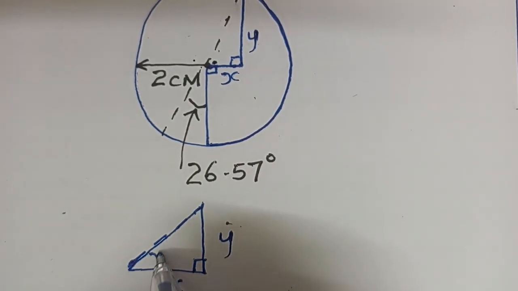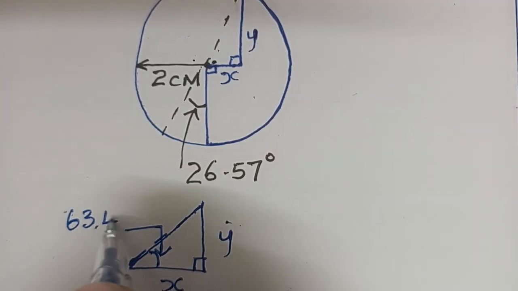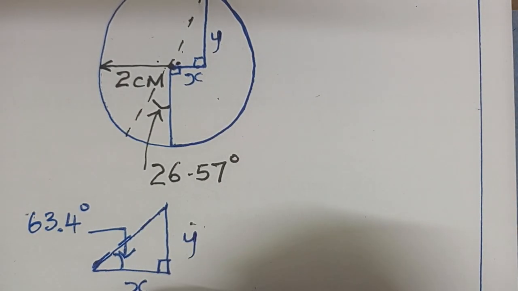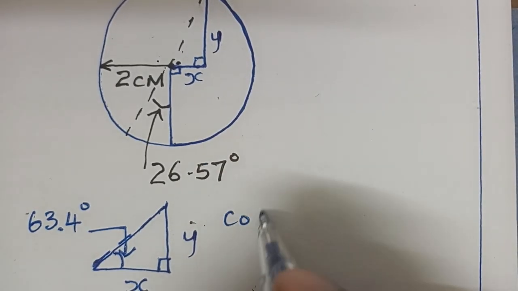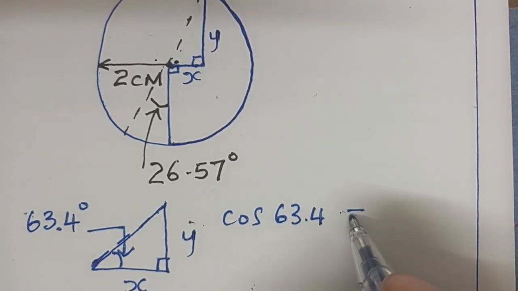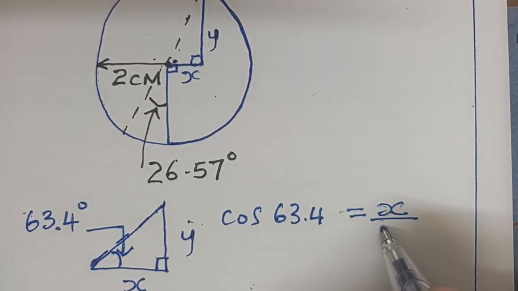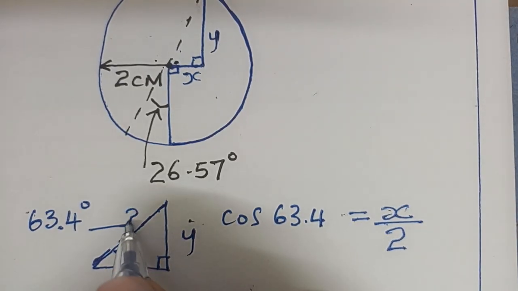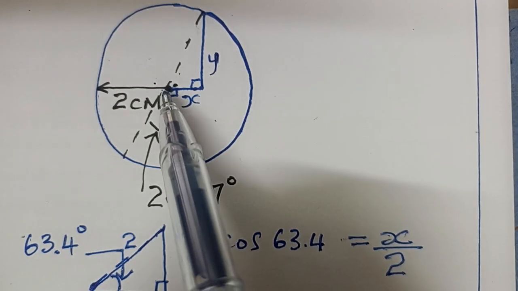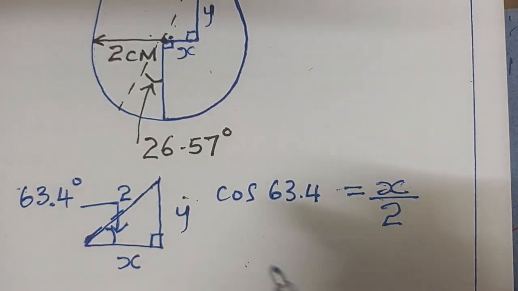63.4 degrees, approximately. And therefore, guys, now we come and find our x. Our x is cos 63.4 equals adjacent, which is x, all over hypotenuse, which is supposed to be 2. Guys, as you know, this is the radius here. From this point to this point is the radius, which is equals to this 2 right here. And so guys, we now come and find our x.